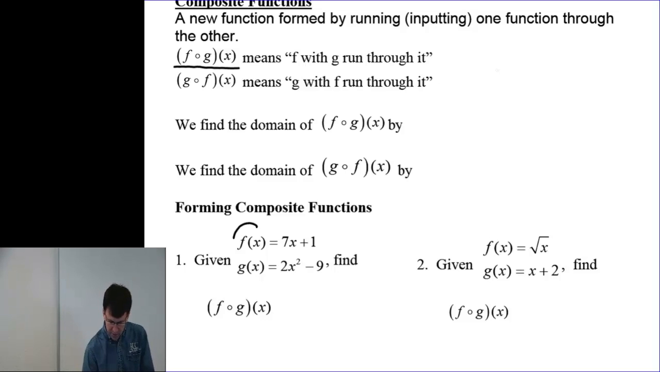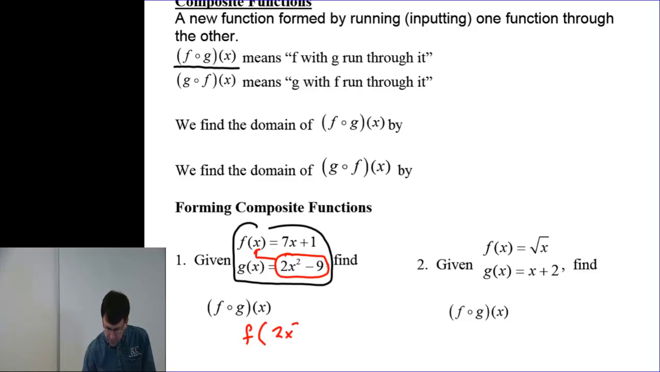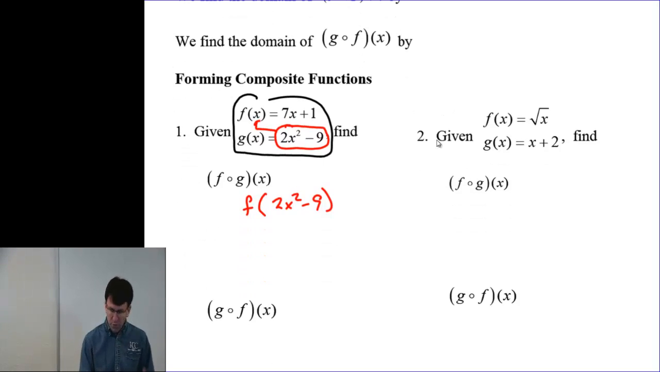So if we have two functions that look like this, I have the function F and I have the function G. And when I say I'm going to take the function G and run it through F, I'm basically saying this is the definition of G of X, and we're going to plug it through the function F. So what this is really saying is let's find F of 2x squared minus 9, because 2x squared minus 9 is really just the definition of function G, and we're going to take that definition and run it through the function F. So don't make it harder than it is.